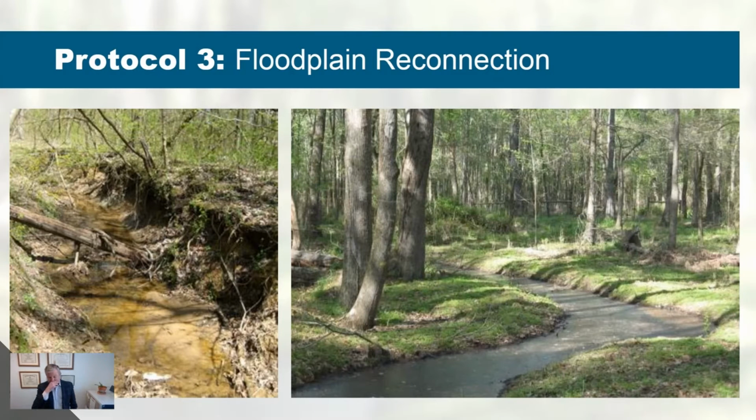Third protocol is floodplain reconnection. A lot of stream restoration revolves around either bringing the stream up to the floodplain or creating a new floodplain at a lower elevation if you're in an urban environment where you're worried about flooding. But that connection into that floodplain creates a lot of pollutant removal benefits.